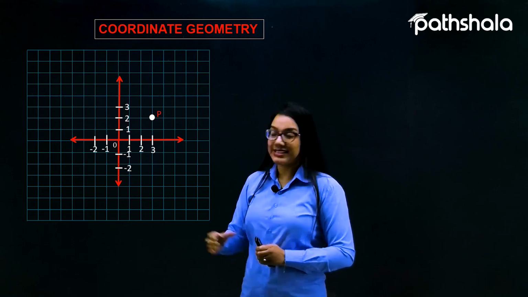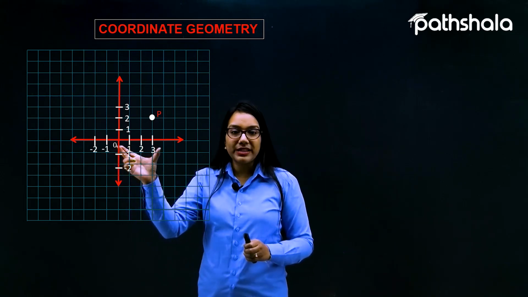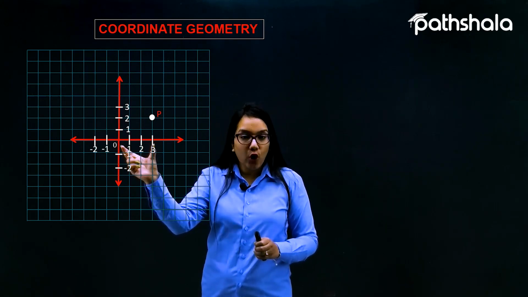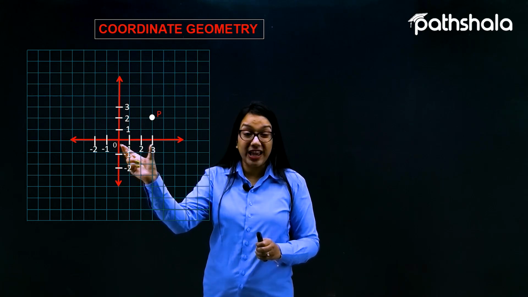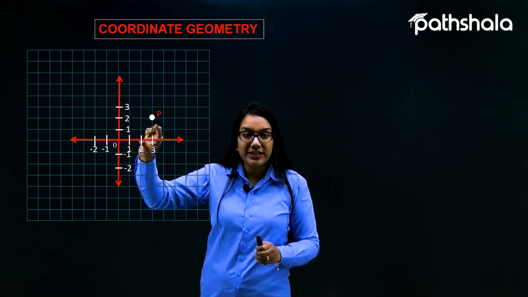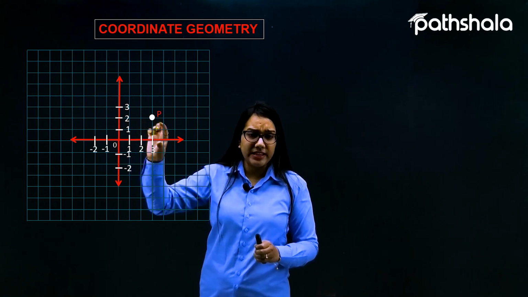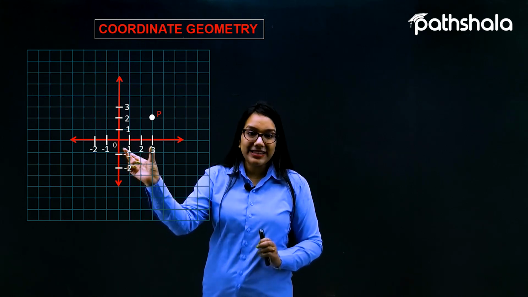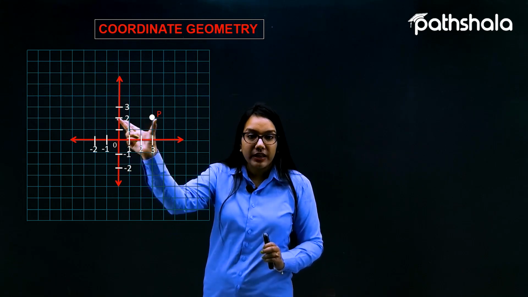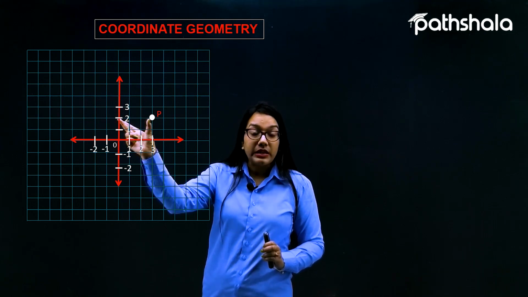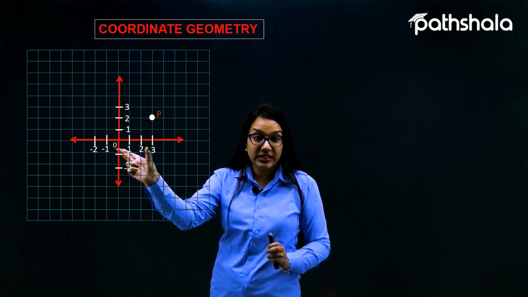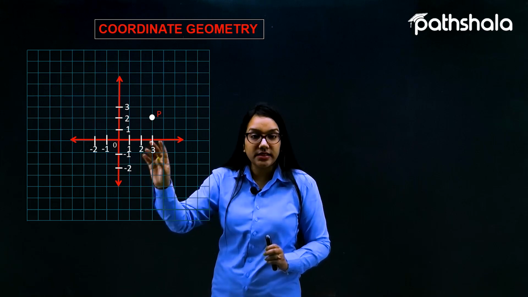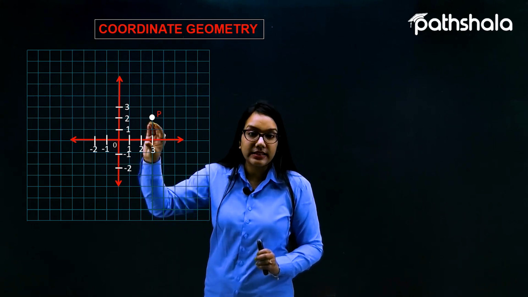First of all, we can see that this point P is at a 3-unit distance from the y-axis, or from the origin, we can say, and it is 2 units above the x-axis. So the distance of this point P from the y-axis is 3 units, as we can see over here, and its distance from the x-axis is 2 units.